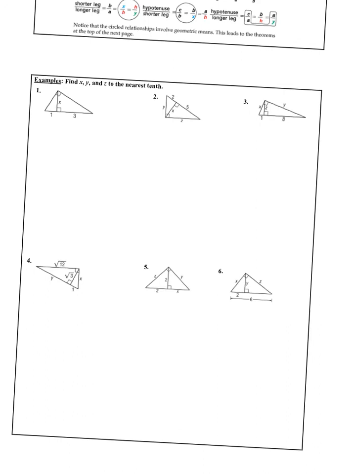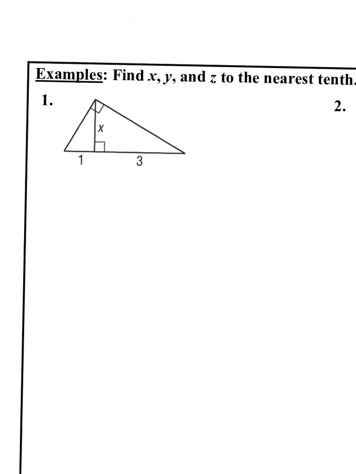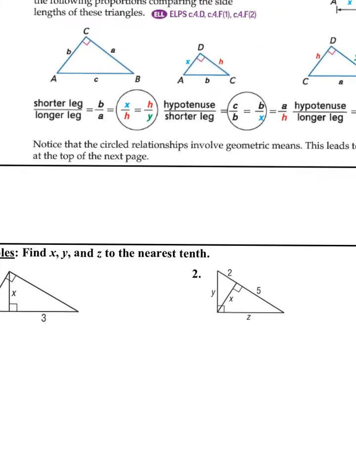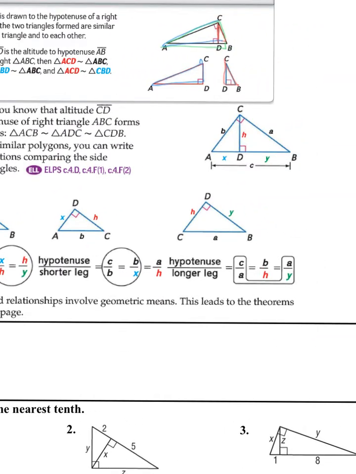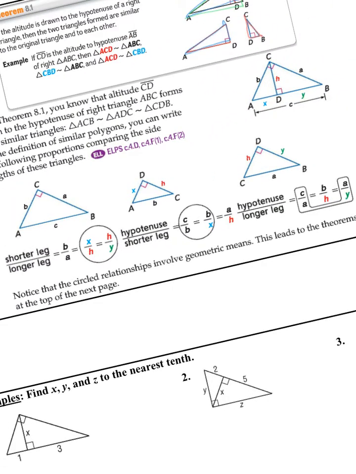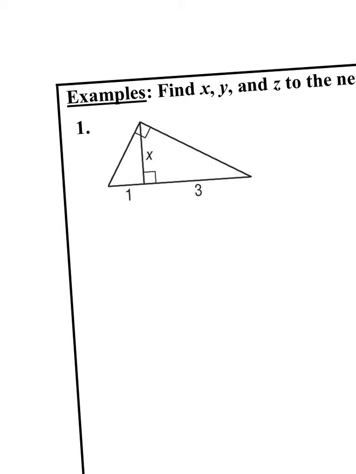Once you get the hang of these patterns, you don't really need to make the proportions anymore, in my opinion. So I'm just going to set up the first two, and then once we get the hang of it, we don't need to do that anymore. But see, x is the altitude, and 1 and 3 are my bases. So the one that deals with my two bases and the altitude is this one with the x, y, and the h. So I put the base over the altitude equals the altitude over the other base.